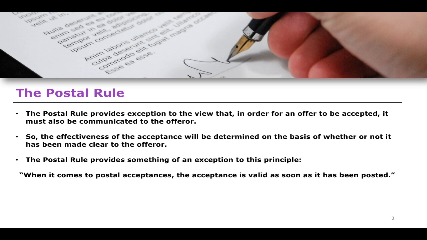So it could be the case, and it was the case very many years ago in the 1800s, for example, that post was a lot slower than it is today, and that it may take multiple days for a letter to arrive. But as long as that has been posted, as soon as it has gone into the letterbox and has been put into the Royal Mail system, then it has been accepted, and the acceptance is valid. The leading authority on this is the case of Adams and Lindsell, from 1818.